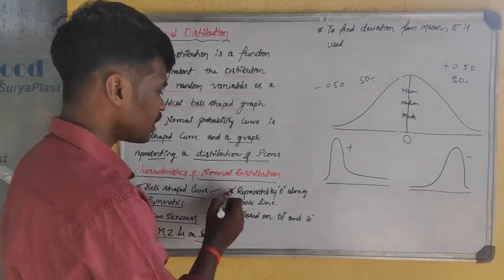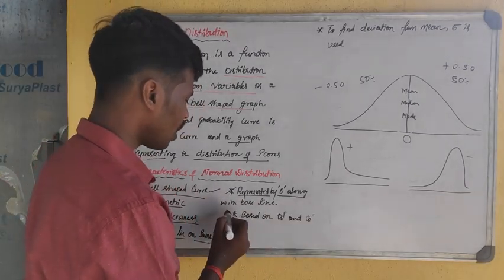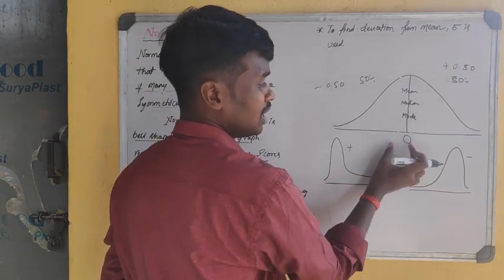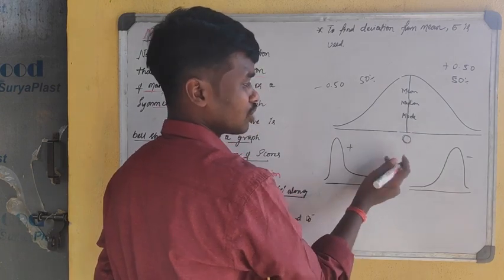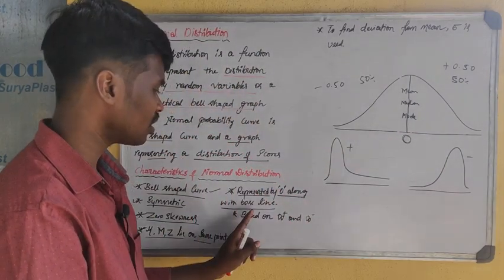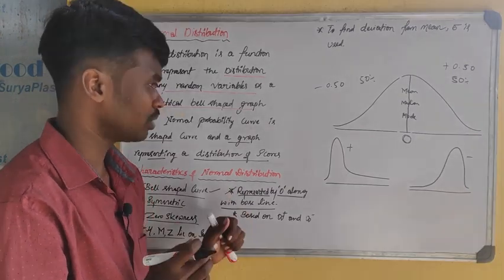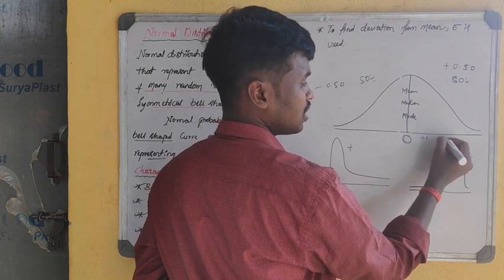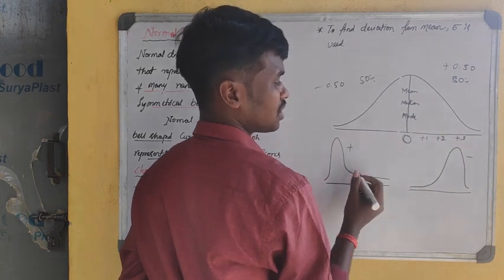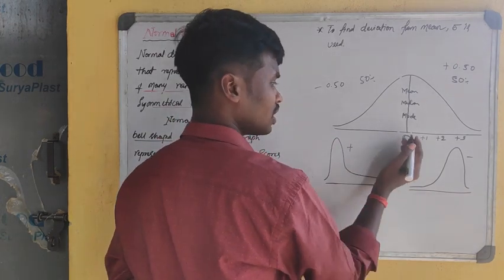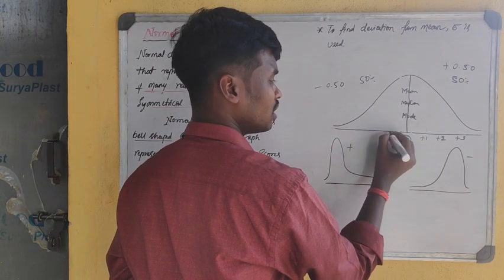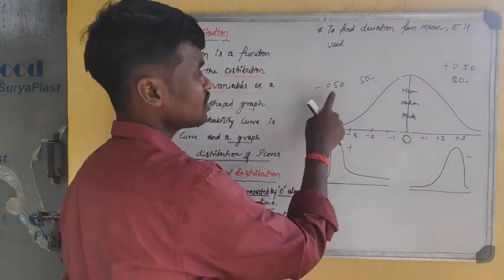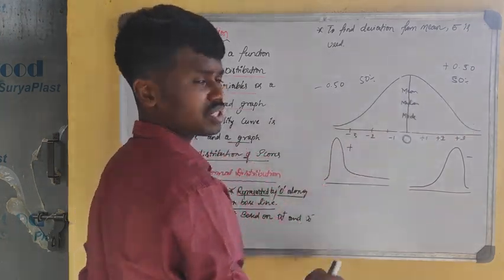Next, it is represented by 0 along the baseline. Yes, exactly, the baseline will be represented by 0. So it is also one of the characteristics of the normal distribution table. Above 0 is nothing but positive cases, right? So +1, +2, +3, and below 0 is nothing but -1, -2 and -3. Therefore it is called the negative region and the positive region.